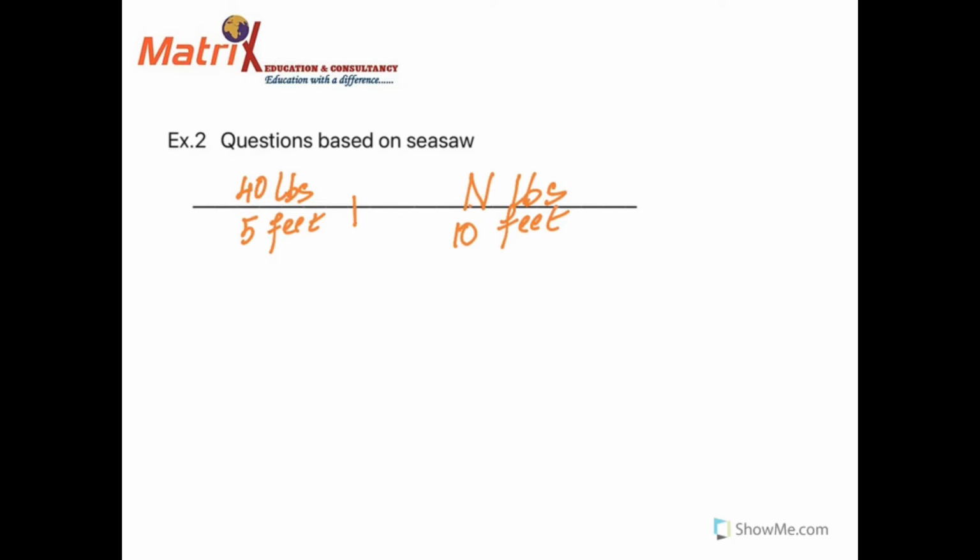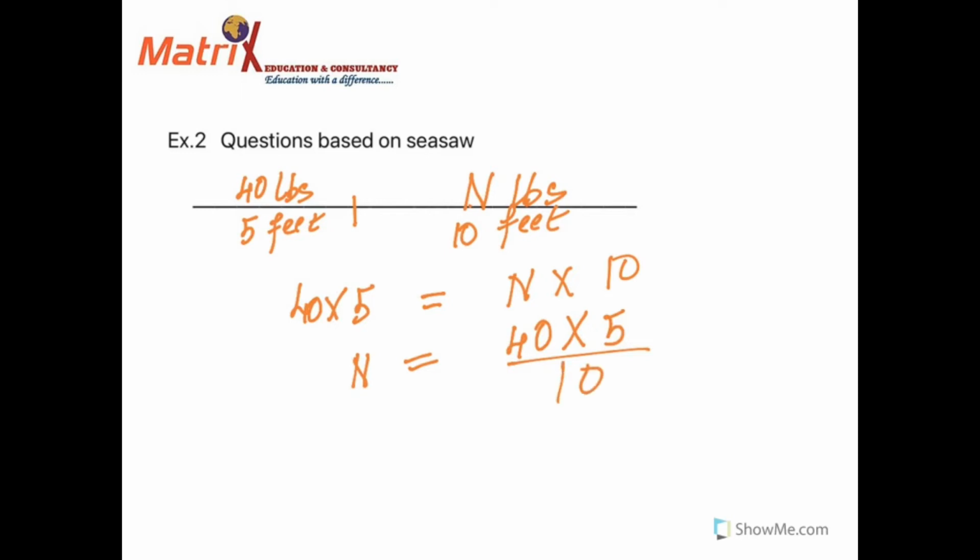The seesaw will always be balanced when both sides are equal, which means 40 times 5 has to be equal to n times 10. And the question says find the value of n pounds. Simply, n is 40 times 5 divided by 10, because you divide both sides by 10. What do you get? You get 4 times 5, and my n is equal to 20 pounds. That's my answer.